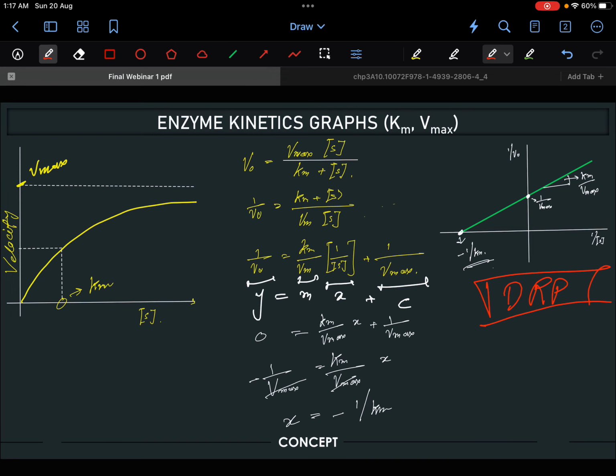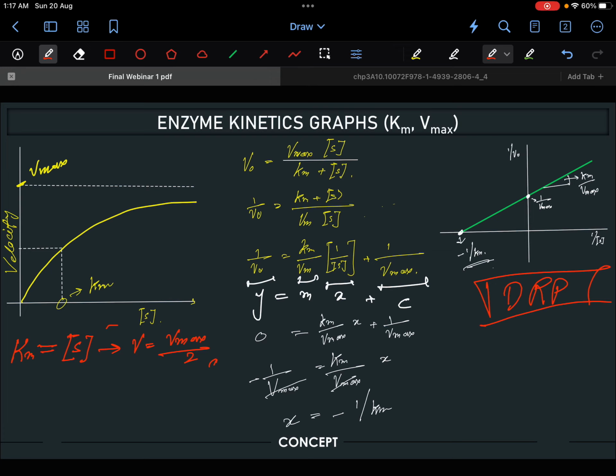So let me quickly say what Km is. Km is nothing but the concentration of the substrate. Where did my Km go suddenly? Yeah, it is here. So let me rewrite this. The Km is nothing magical. It is just equal to the substrate concentration where V equals Vmax by 2. This is what Km is, nothing magical.